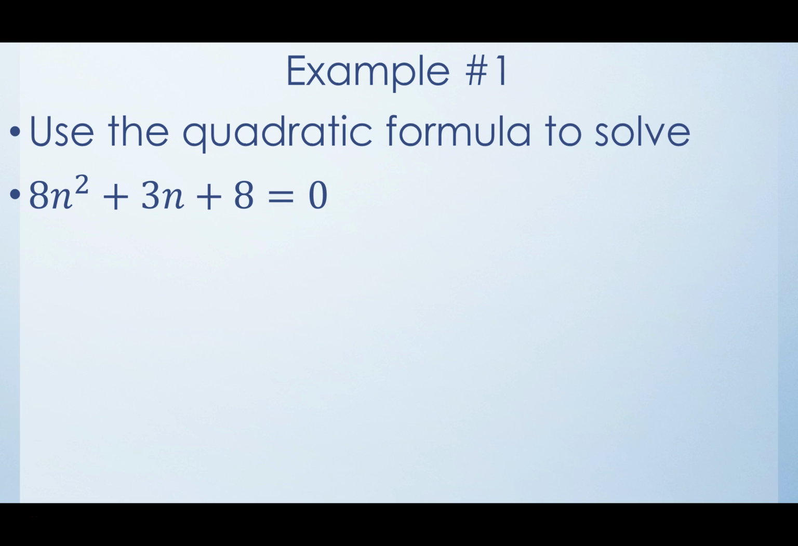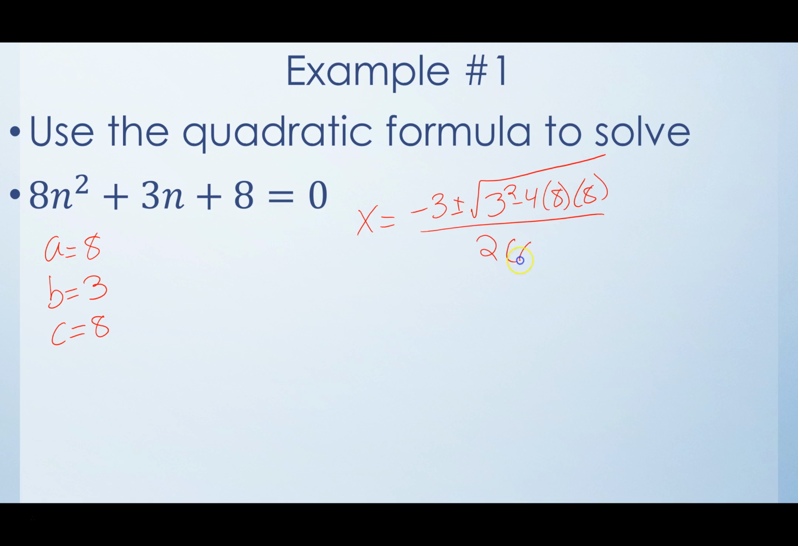Alright, so for this one right here, we need to identify a, b, and c. So a is positive 8, b is 3, and c is also positive 8. So from here, we now plug into our quadratic formula. So x will equal negative b plus or minus the square root of b squared minus 4ac, all divided by 2 times a.